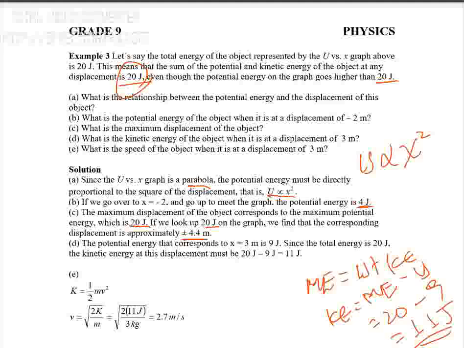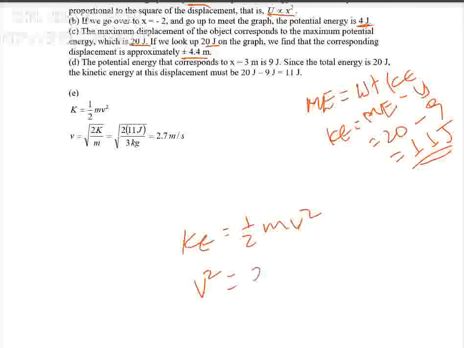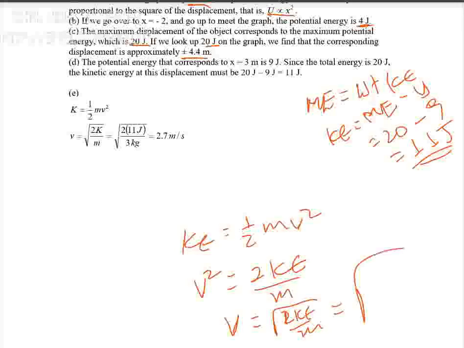And part E, what is the speed of the object when it is at this displacement? You have the kinetic energy. Therefore, kinetic energy is equal to 1/2 mv squared. From this, v squared is equal to twice the kinetic energy over m. And finally, v is equal to the square root of twice the kinetic energy over m. This is equal to the square root of 2 times 11 divided by what? The mass of the object. The mass of the object is 3. And finally, when you take it out of the radical, you get 2.7 meter per second.